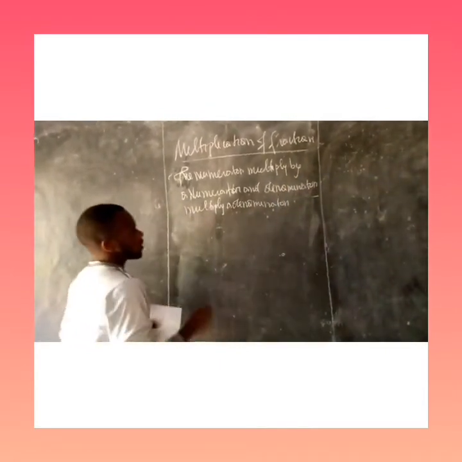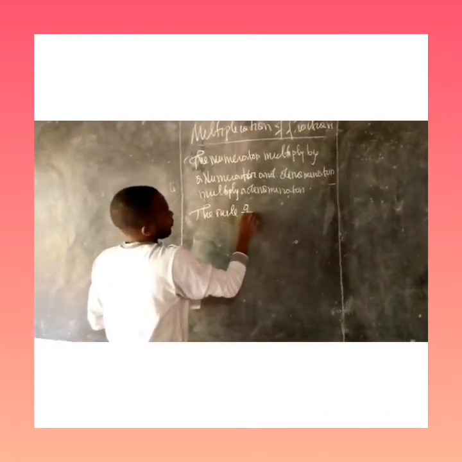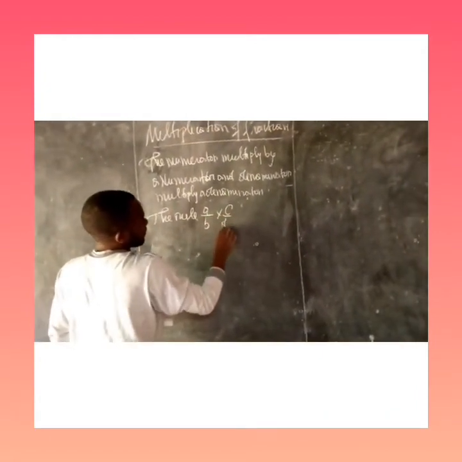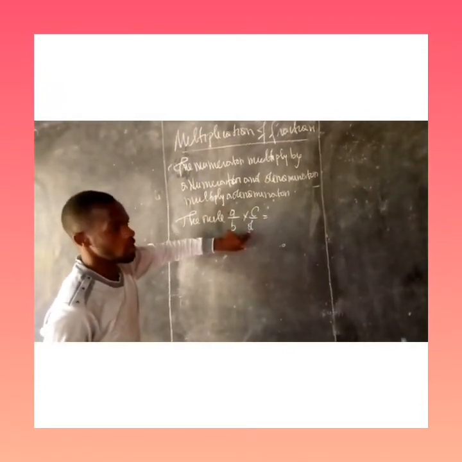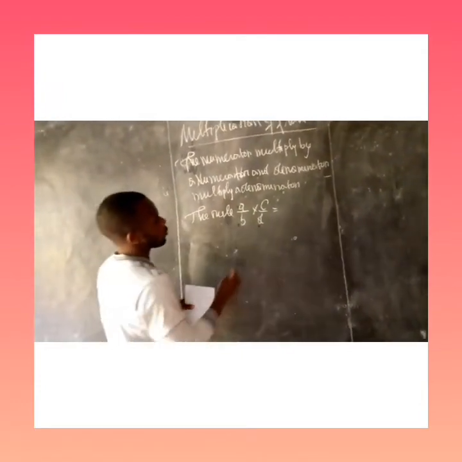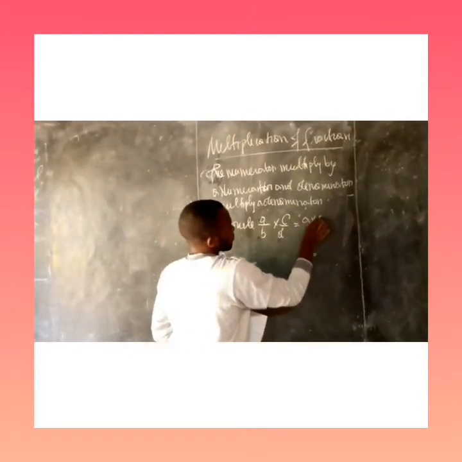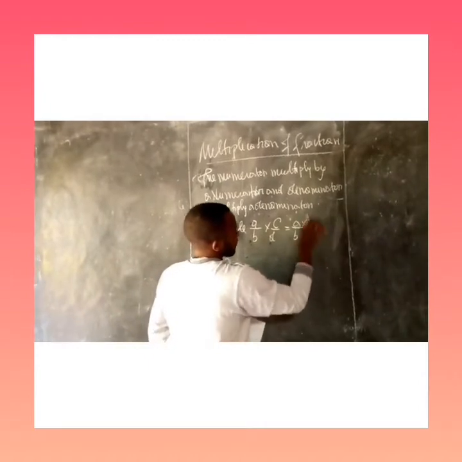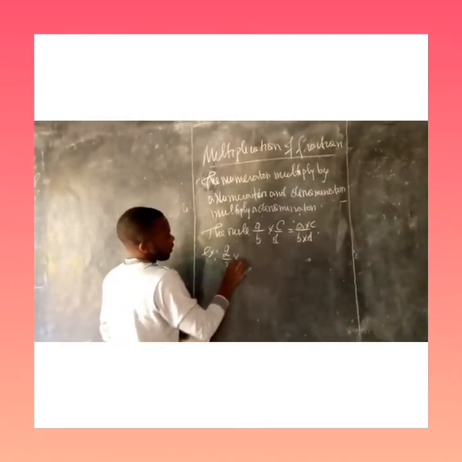So now, the general rule: you have A over B times C over D. Means that A over B is the first fraction, C over D is the second fraction. Means that you have to multiply numerator by numerator and denominator by denominator. Means that you get A times C over B times D. So example here, 2 over 3 times 4 over 5.